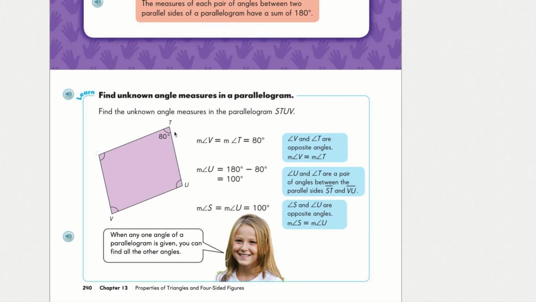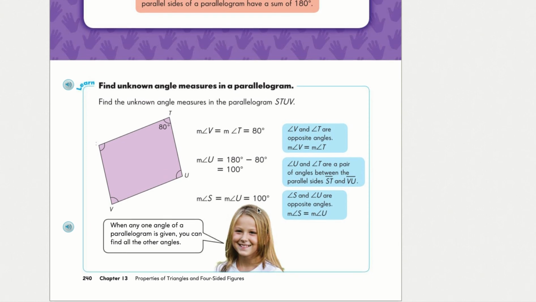So if we know what angle T is, angle T and angle V are going to be equal. So both of those are going to be 80 degrees. And for T and U, we can figure it out because it's 180 degrees minus the 80 that we have for angle T. So the measure of angle U is 100 degrees. And angle S is going to be equal to angle U, which is also 100 degrees. So when any one angle of a parallelogram is given, you can find all the other angles.